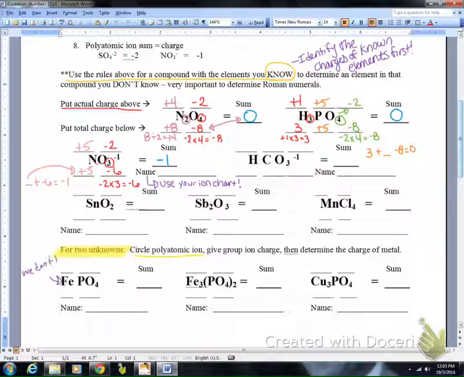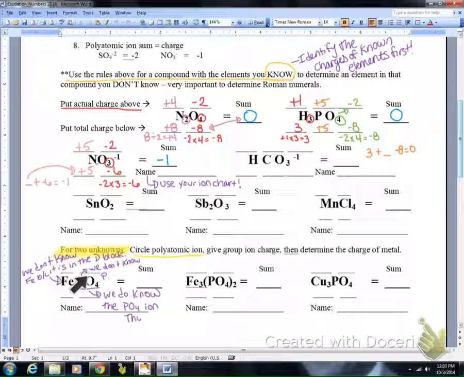Alright, so let's do an example with 2 unknowns. In this case, we don't know the iron because it's in the D block and there are no Roman numerals with it, and that goes along with our naming rules, which we'll talk about a little bit later. And we also don't know the phosphorus. A lot of times things in carbon's group and nitrogen's group are hard to figure out the electrons on because they're variable, and most of the time those things are going to form covalent bonds instead of ionic bonds. But we know oxygen, but that's not really going to help us because we have 2 unknowns.